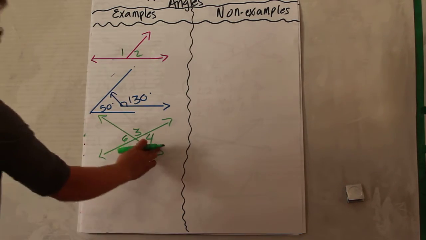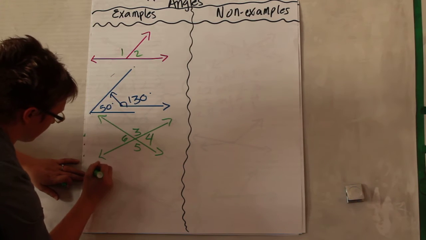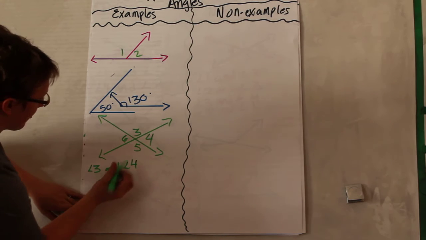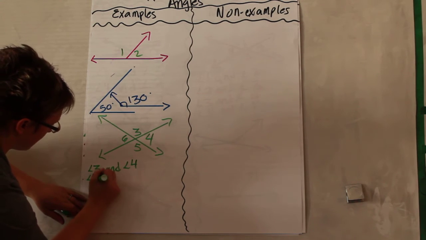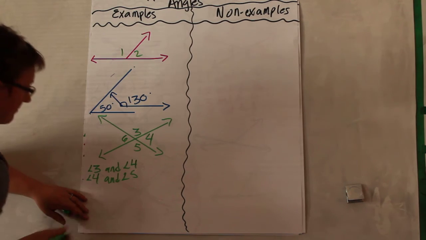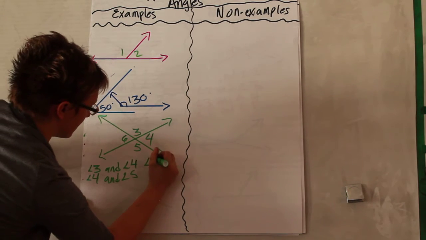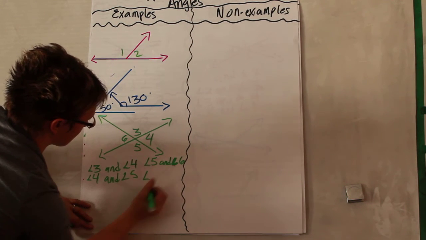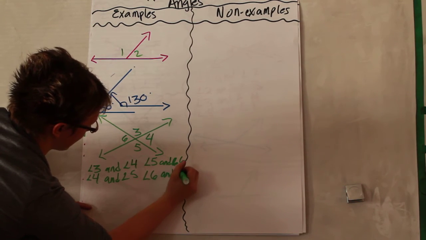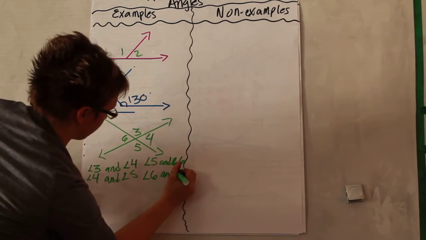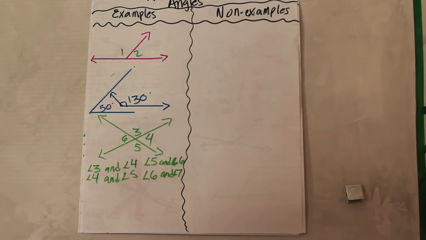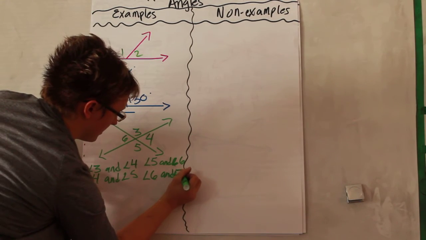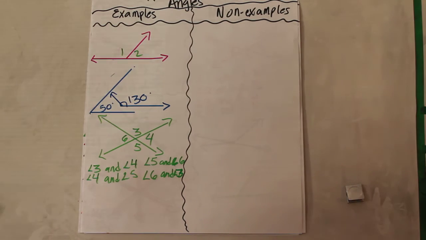If we look at it right here, angle 3 and angle 4 are supplementary. Angles 4 and 5, angle 5 and 6, and then angle 6 and angle 7. Sorry, 6 and 3. Wow, Mrs. Winsley's brain. There is no angle 7, 6 and 3.